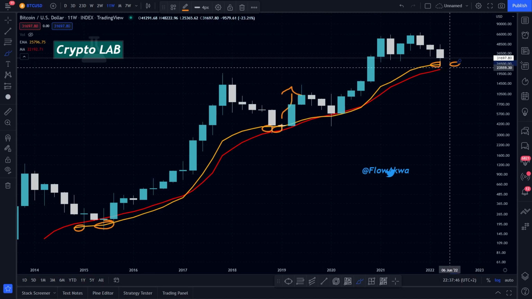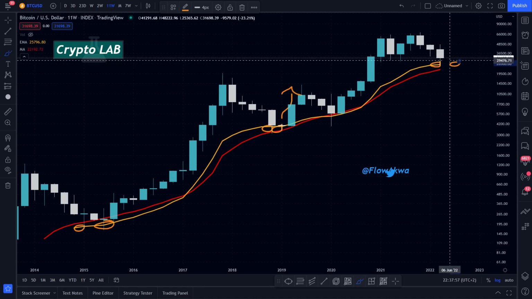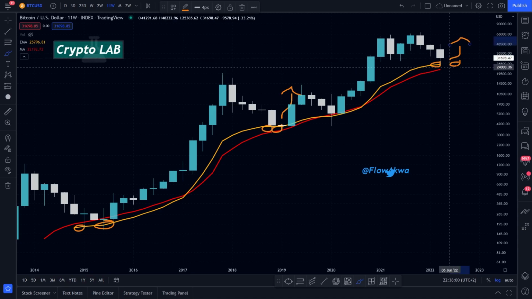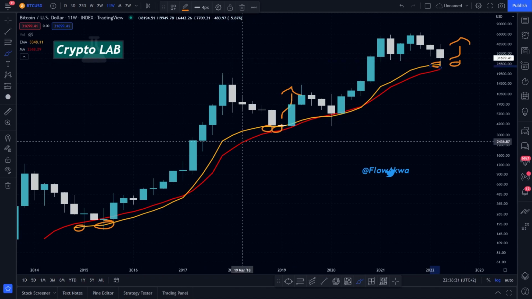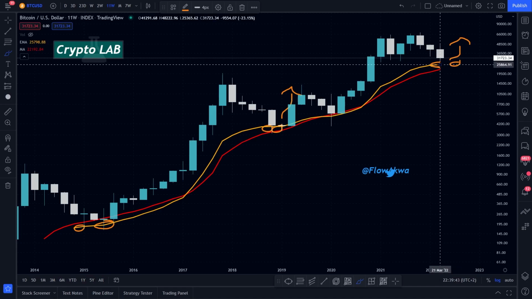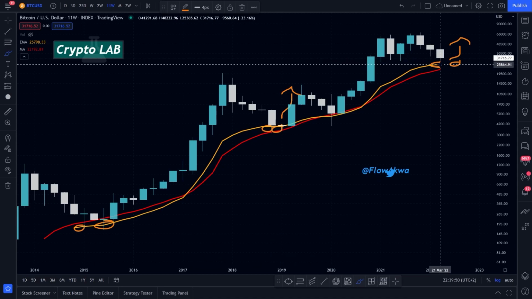But in the most bullish scenario, we already tested this line, okay, the orange line. So this would mean that Bitcoin could stay above it and go up, because this bottom condition is fulfilled. Let me know in the comments what you think about this theory. I'm not saying that it will happen, but this is definitely something to take into account. Currently, the line is around $25,800, so keep this level in mind.